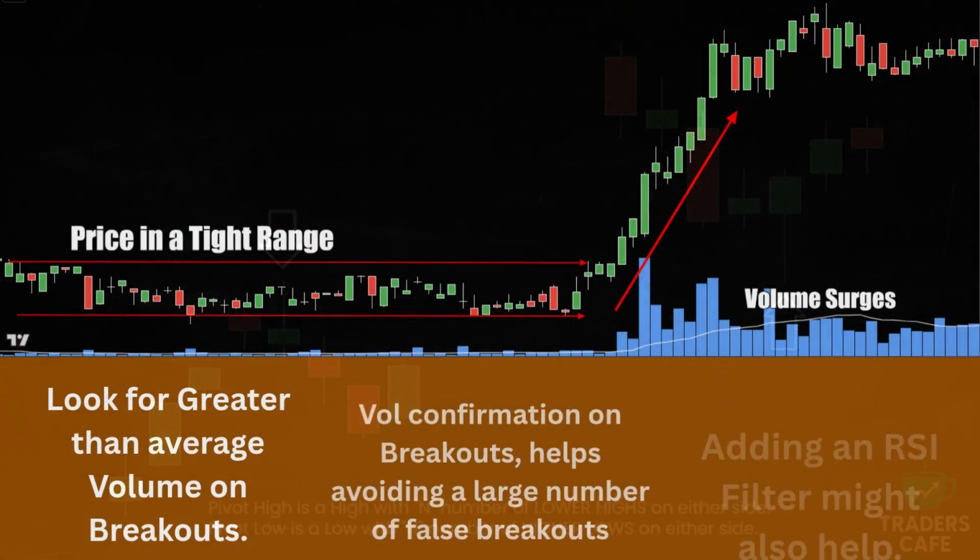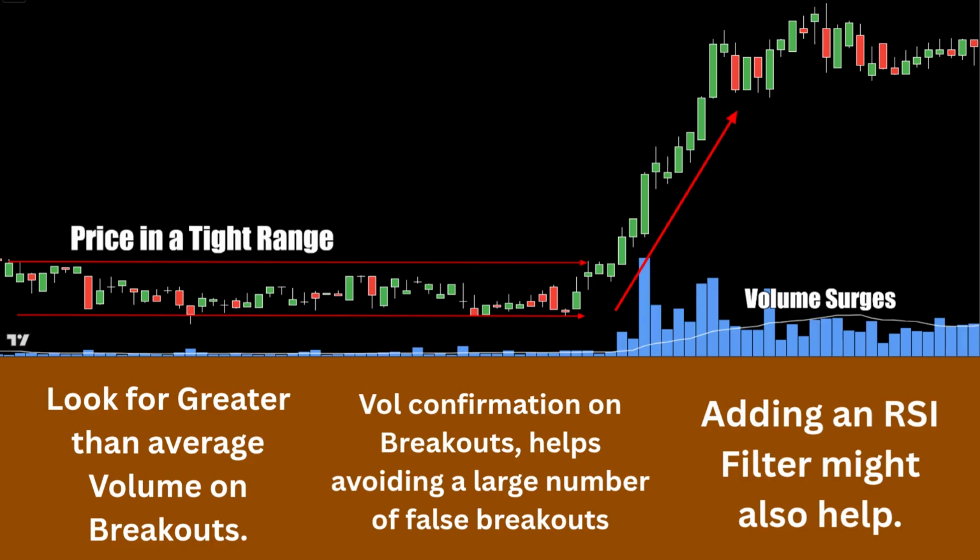Step 2. Confirm with volume. A valid breakout comes with above average volume. If price pokes through on low volume, beware, it could be a false breakout.